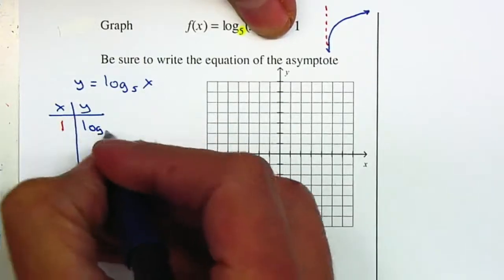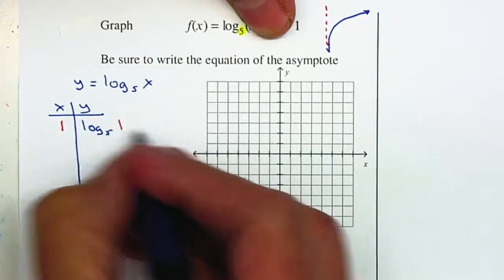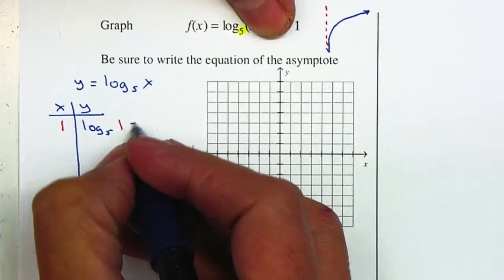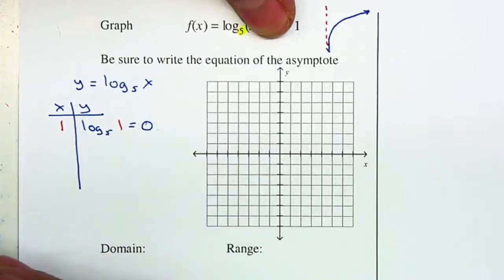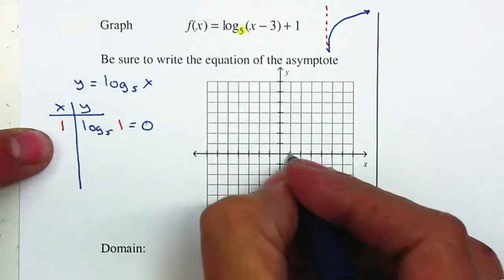So the first number I'm going to plug in is a 1. So I have the log base 5 of 1. 5 to what exponent gives me 1? 5 to the power of 0. So therefore my first point is 1, comma 0. 1, comma 0 is here.